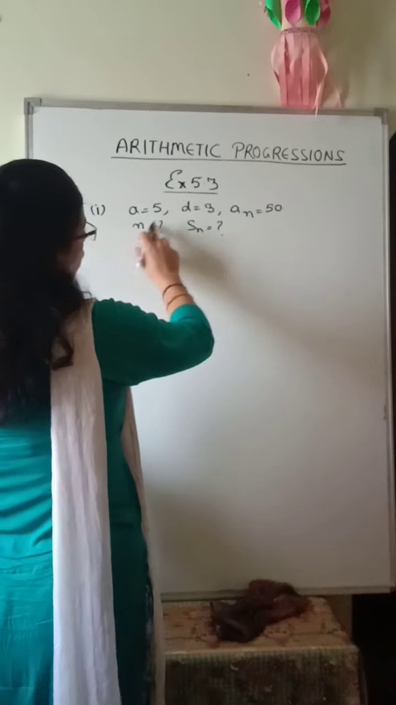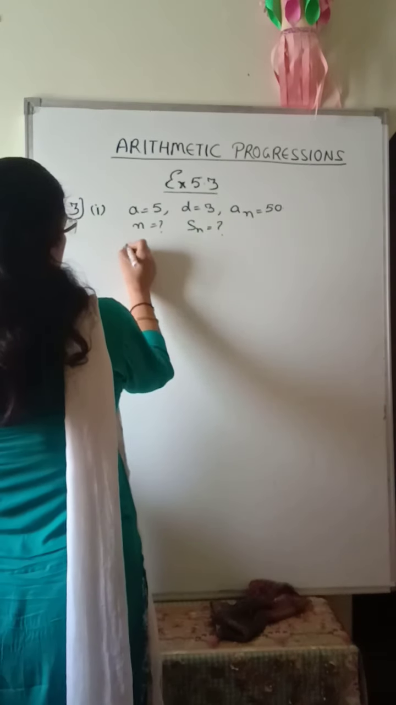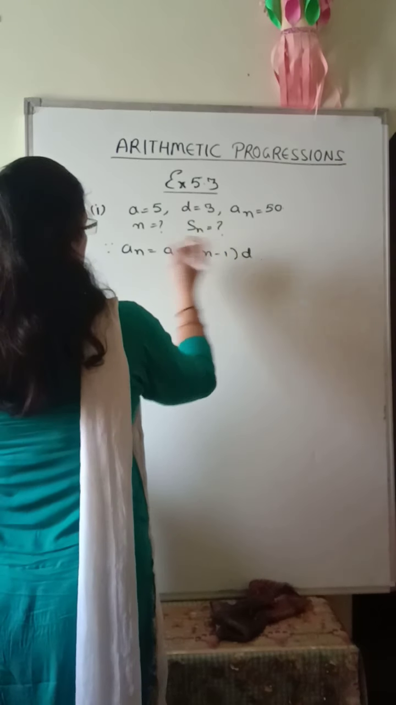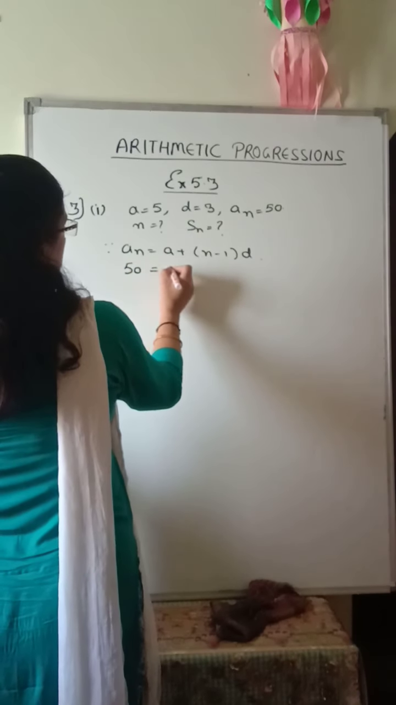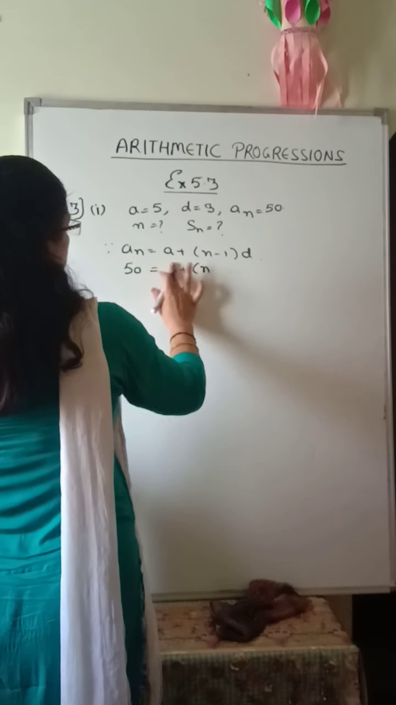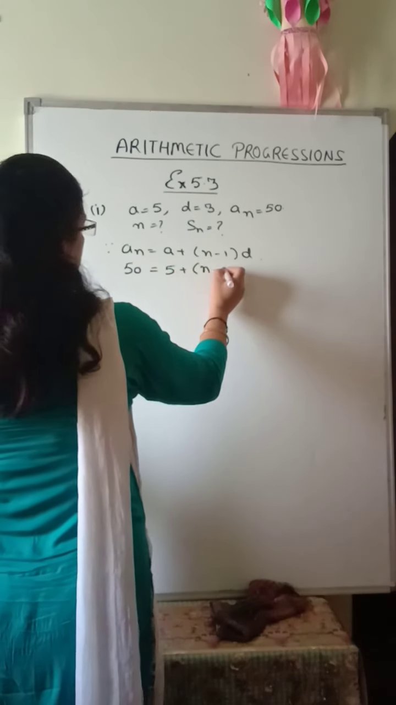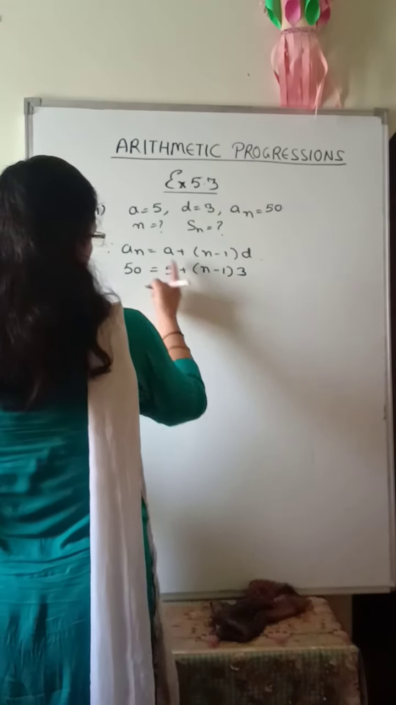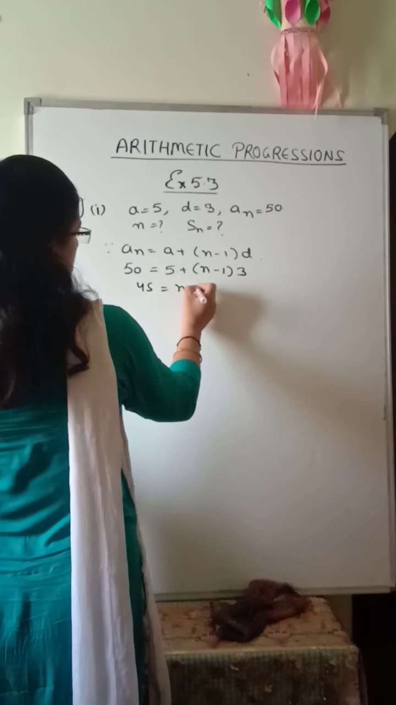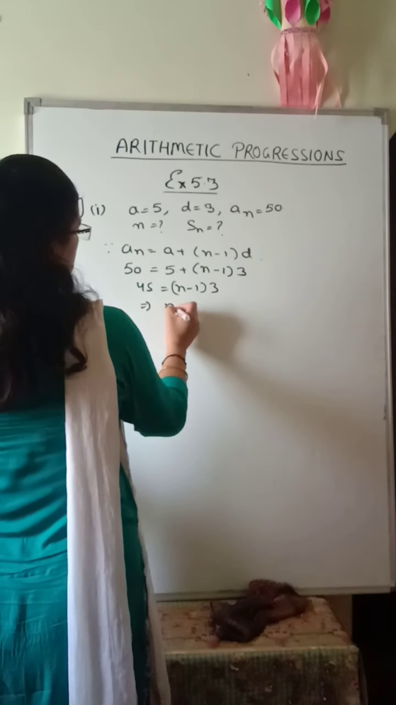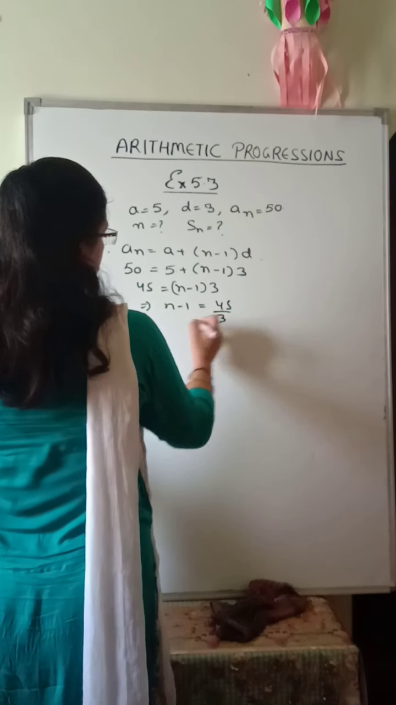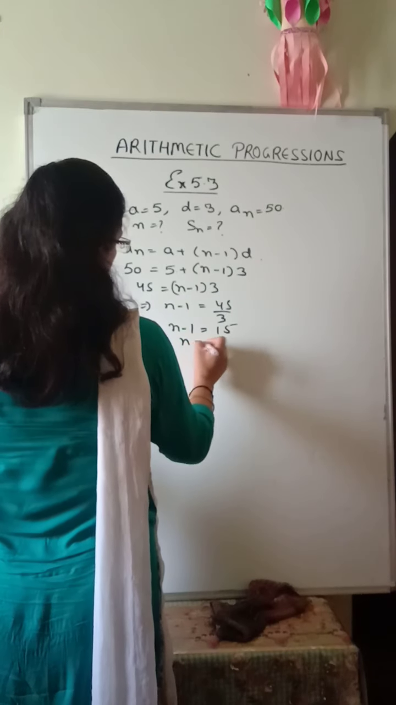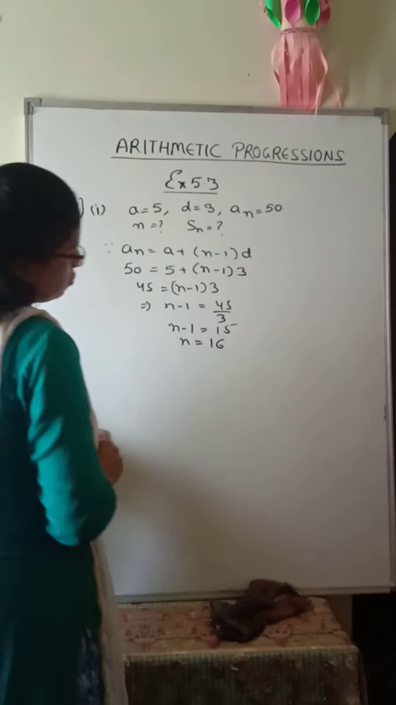What is n? For finding n we will use this formula: the nth term equals a plus n minus 1 into d. The nth term is 50, so 50 equals 5 plus (n minus 1) into d, and d is 3. Bring it to this side: 45 equals (n minus 1) into 3, which shows n minus 1 equals 45 divided by 3. 3 fives are 15, so n equals 16. So the number of terms is equal to 16.